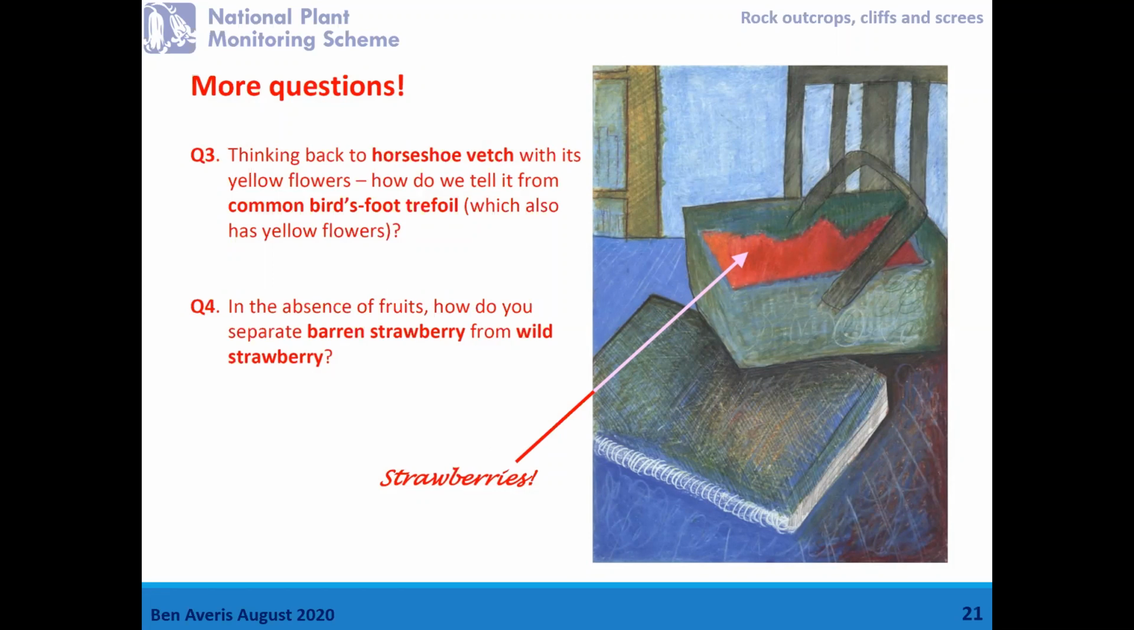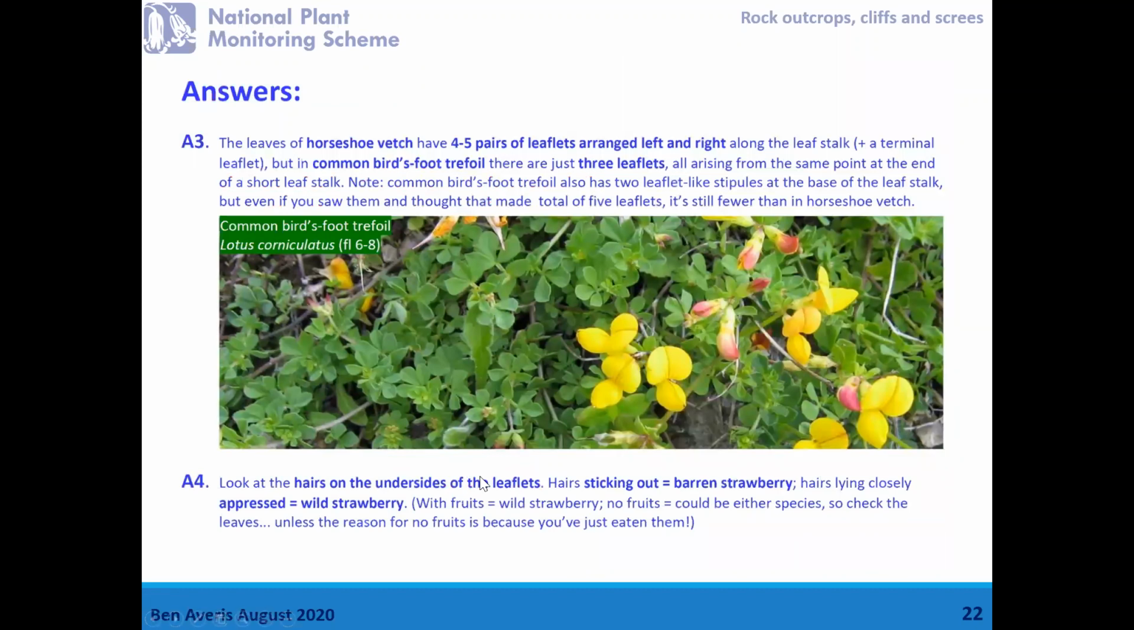So as I've also written on the next page, the answers there. The horseshoe vetch, the leaflets are pinnately divided, so lots of leaflets in left and right pairs along the stem, compared with the trefoil leaf of the bird's foot trefoil. And with those strawberries, the hairs on the underside of the leaflet are sticking out in the barren strawberry and depressed in the other one.